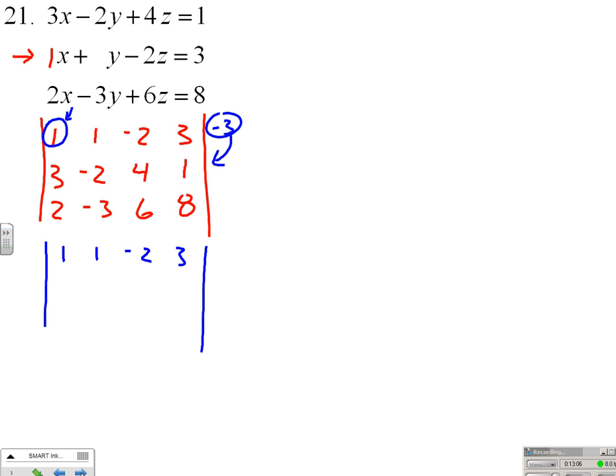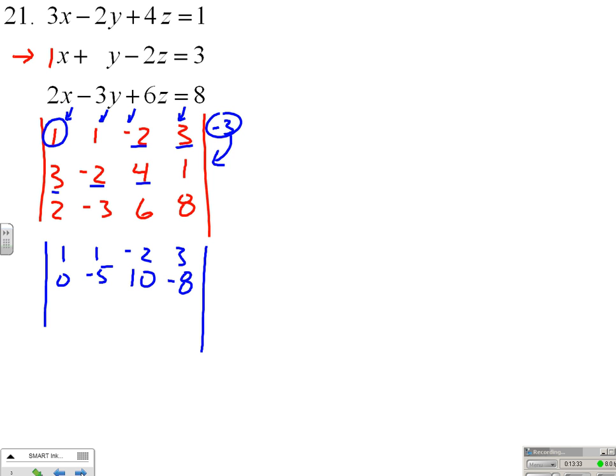Understand, I'm going to take each of these values times the negative 3 and pay a visit to row 2. So 1 times negative 3, and 3, 0. 1 times negative 3, and negative 2, negative 5. Negative 2 times negative 3, 6, and 4. And 3 times negative 3, negative 9, and 1.